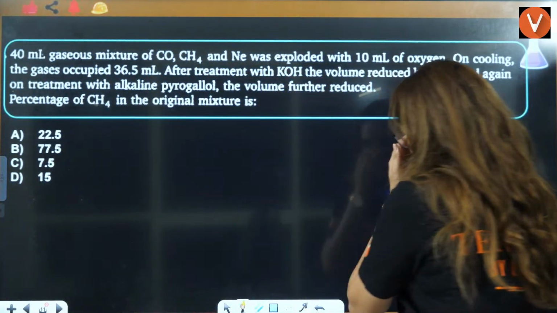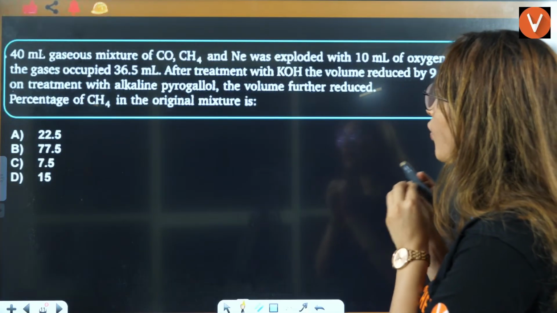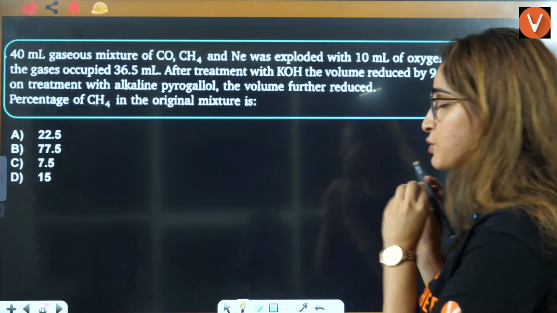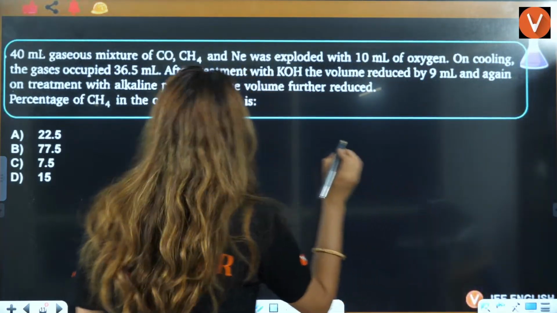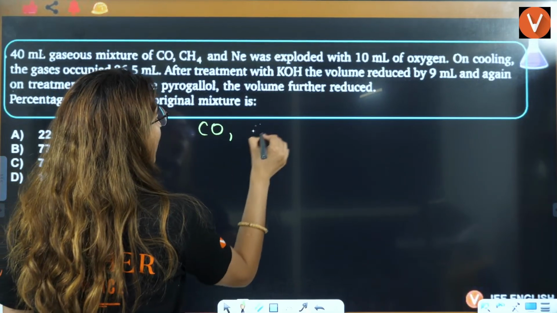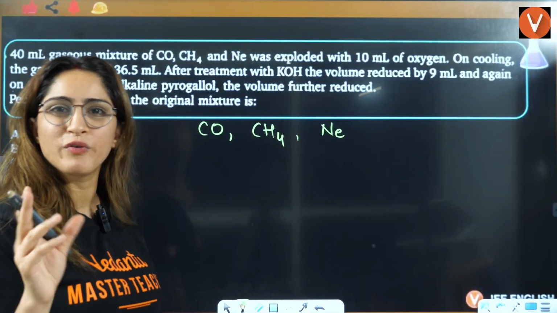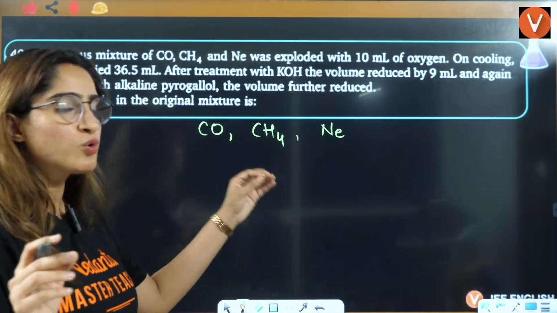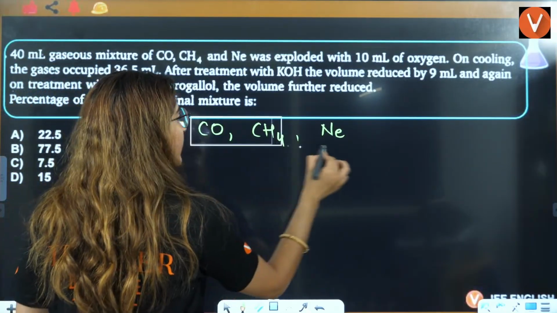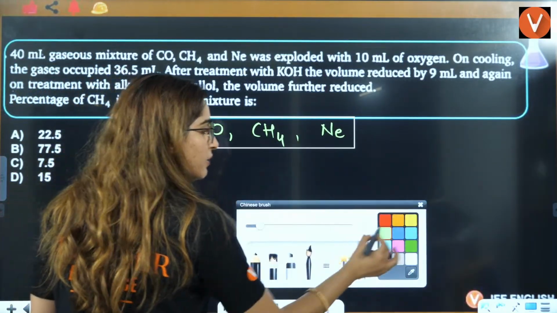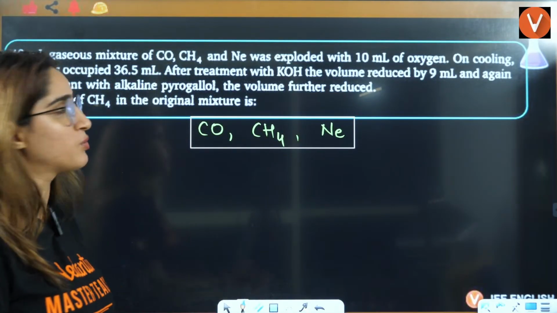40 milliliter of gaseous mixture of CO, CH4 and Ne was exploded with 10 milliliter of oxygen, okay? So what you have is CO, CH4, Ne. But I have not picked out very simple questions for you. We should do the questions that they ask in the exam, right? Students hate these stoichiometry-based questions because they don't have a formula as such. You have to understand the question, okay?